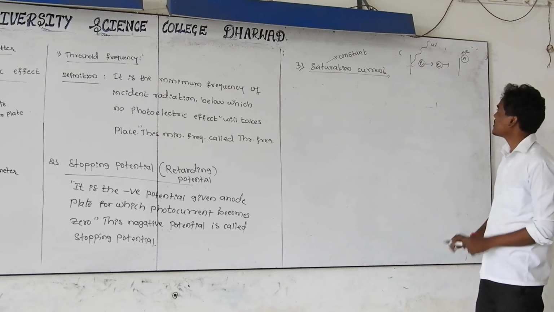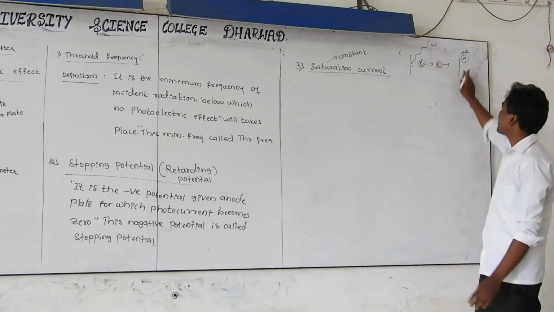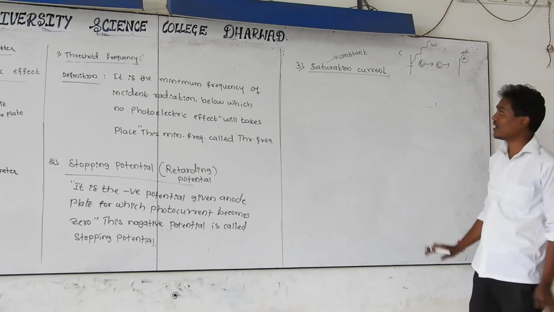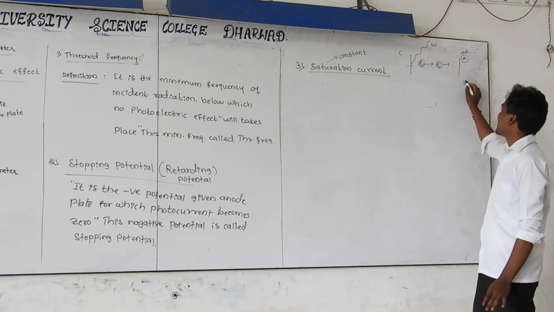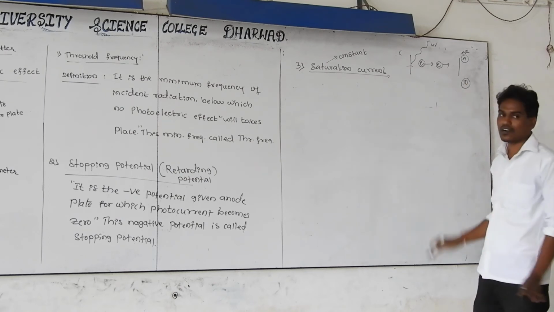For convenience, just consider this. I didn't apply any potential to the anode plate. The number of electrons which are moving from cathode to anode is 10. You can realize it is not a standard number.